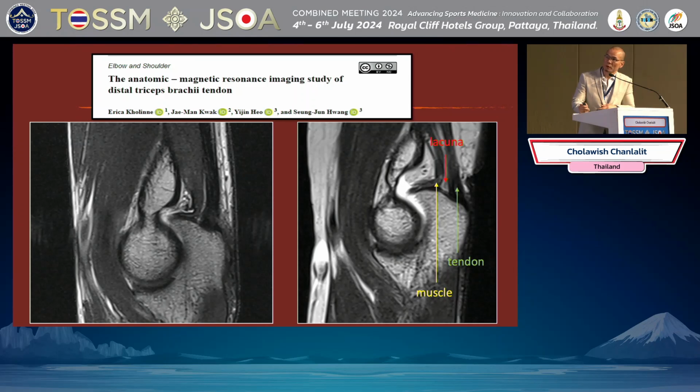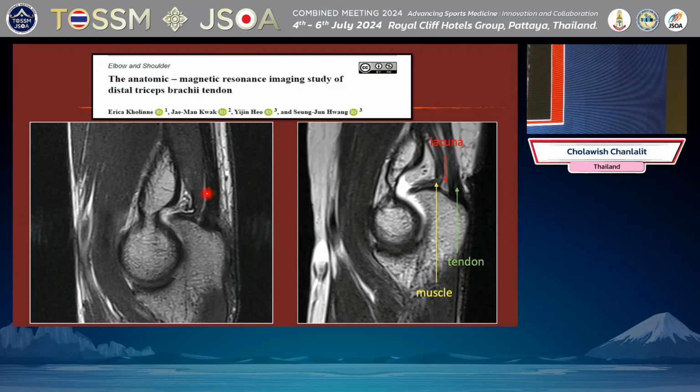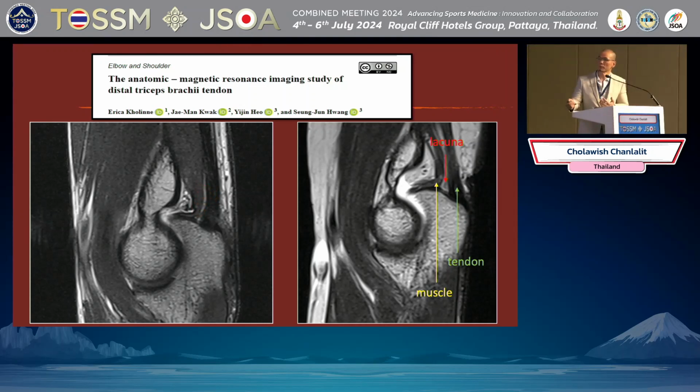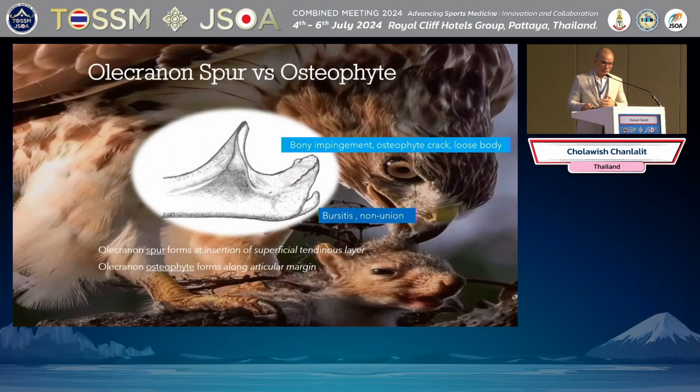If you look at the sagittal view, you can find that this is the superficial part, and next is the muscle, and then deeper is the capsule part. We need to make sure that we do not make any confusion. Olecranon spur is from the insertion of the superficial tendinous layer of the triceps tendon. But olecranon osteophyte forms along the articular margin of the olecranon. They have different clinical problems.